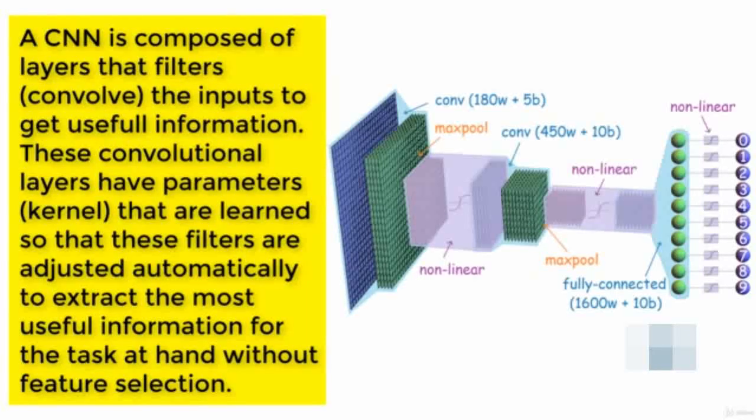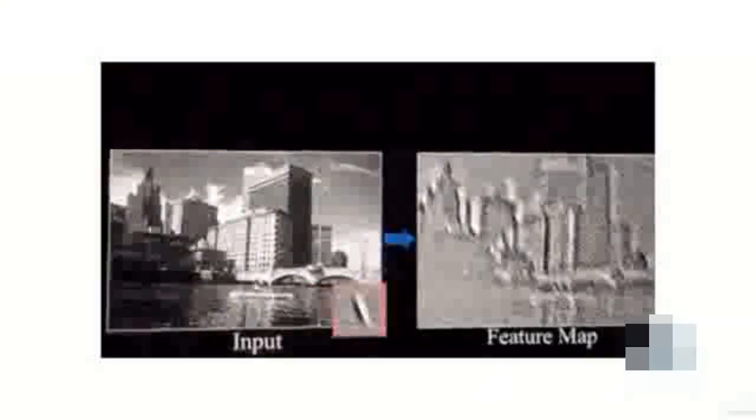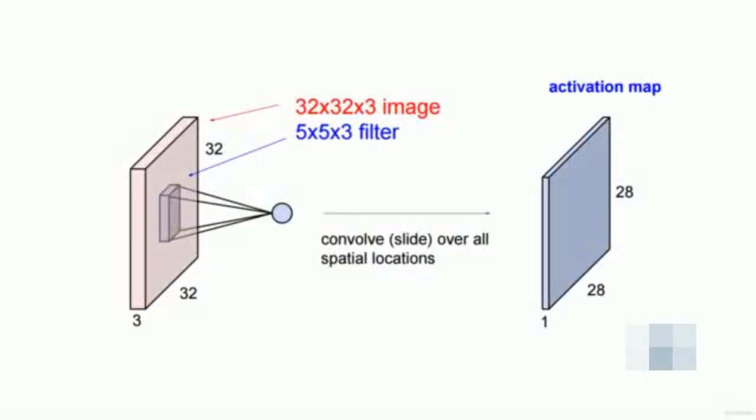These filters are learned, so they are adjusted automatically to extract the most useful information for the task at hand without feature selection. Convolutional neural networks are better to work with images. Normal neural networks do not fit well on image classification problems. The most important operation in the convolutional neural network is the convolution layers.